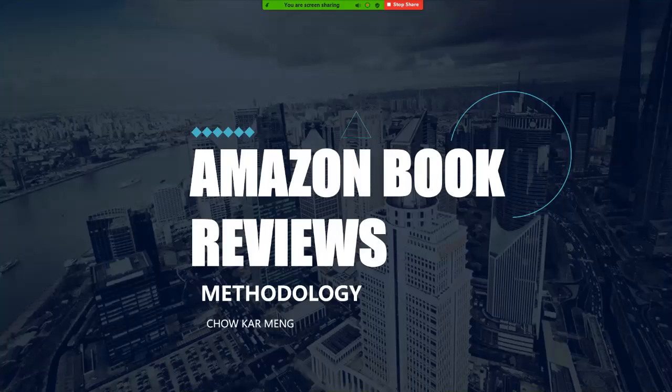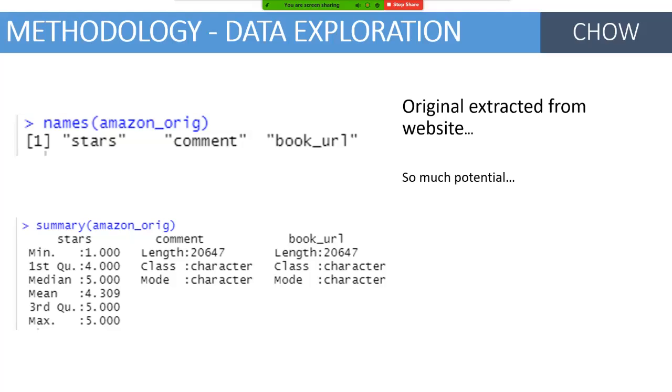Hi, I'll be discussing the Amazon reviews and the methodology on how the data is explored. Technically, the Amazon book review data is pretty simple. The contents it has are the stars, the comments, as well as the book URL. Because it is so simple, we believe it has much more potential to expand the data set, in order for us to teach the machine learning algorithm to understand the data itself.